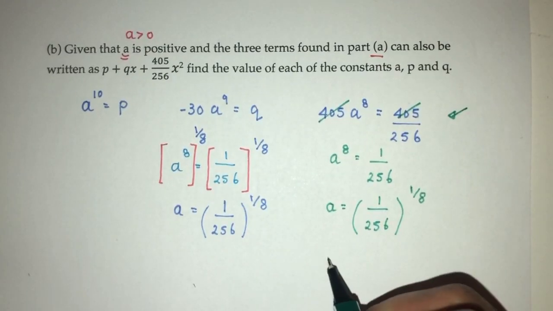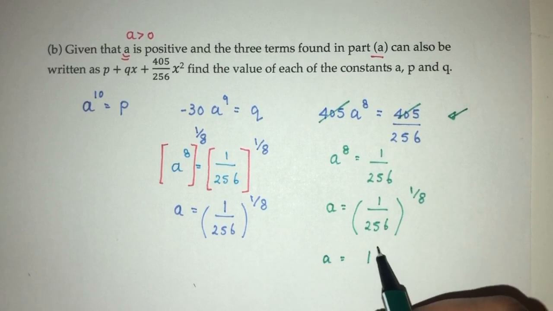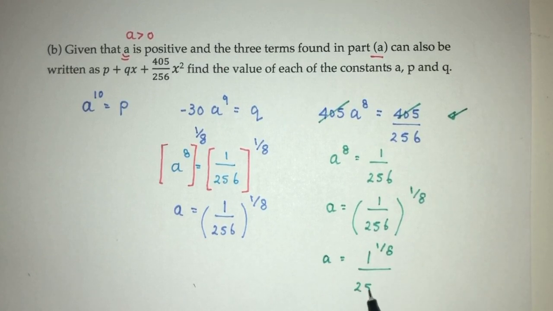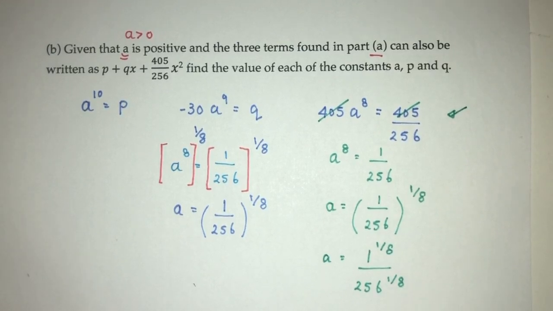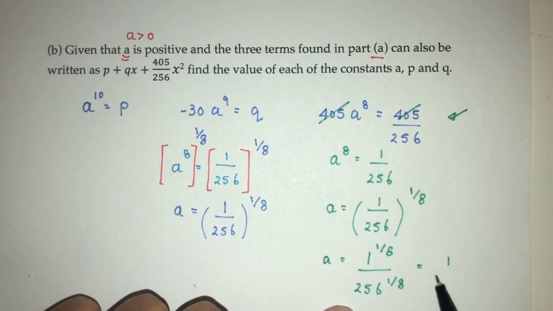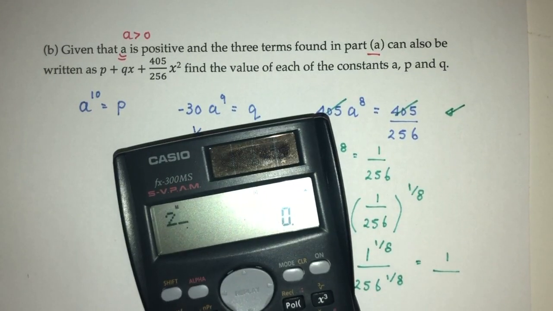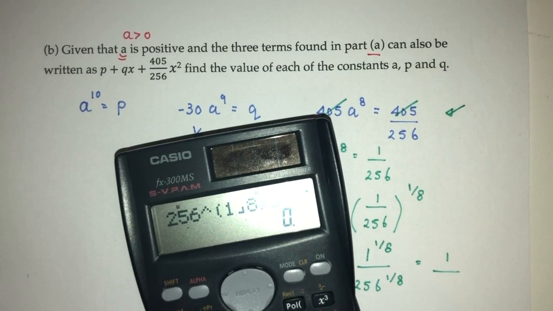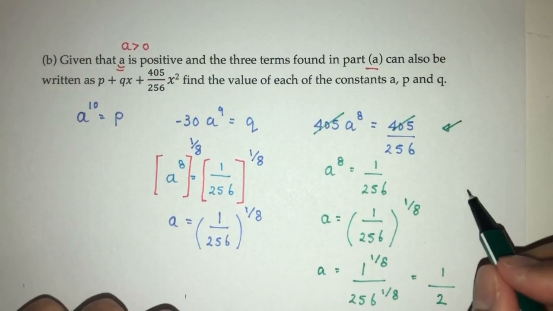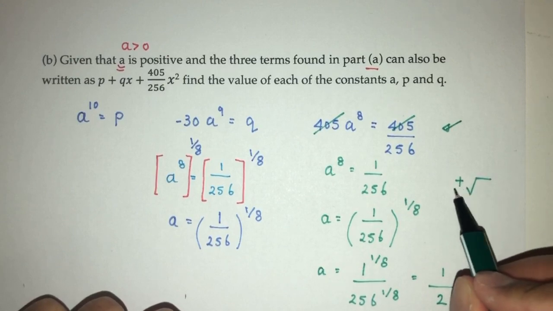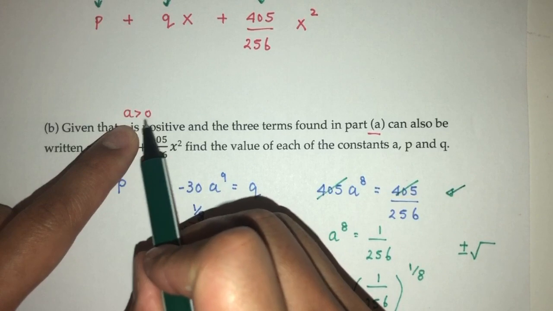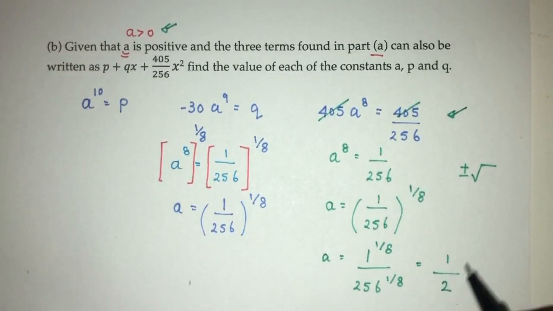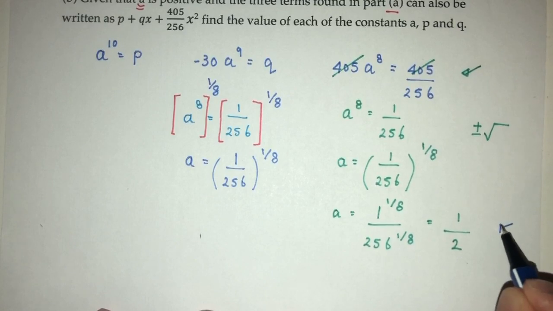Now from this, we can break this down. That will be 1 power 1 over 8 over 256 power 1 over 8. So let's find the values. 1 power anything will be 1, over 256 power 1 over 8. That should give you the value of 2. Usually when you apply a square root, for example, you get plus minus values, but because here we know that the value of A is positive, we only take the positive value. So that's why A will be equal to half and not minus half. That will be the value of A.